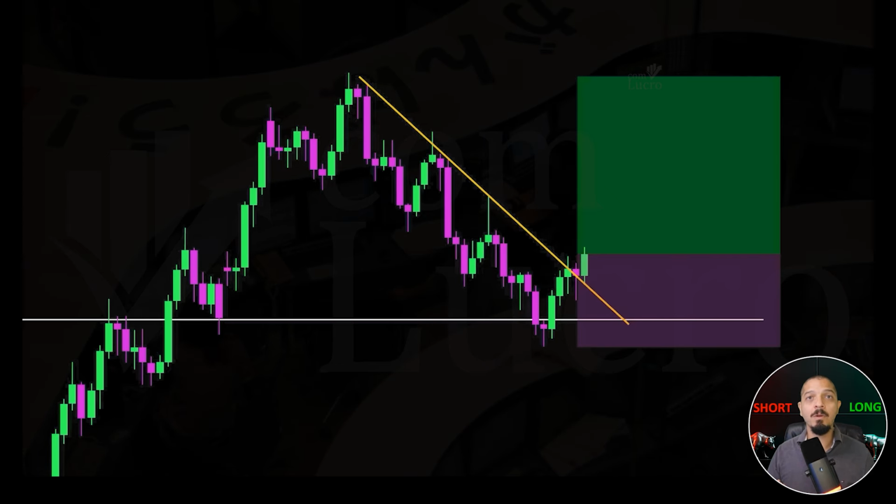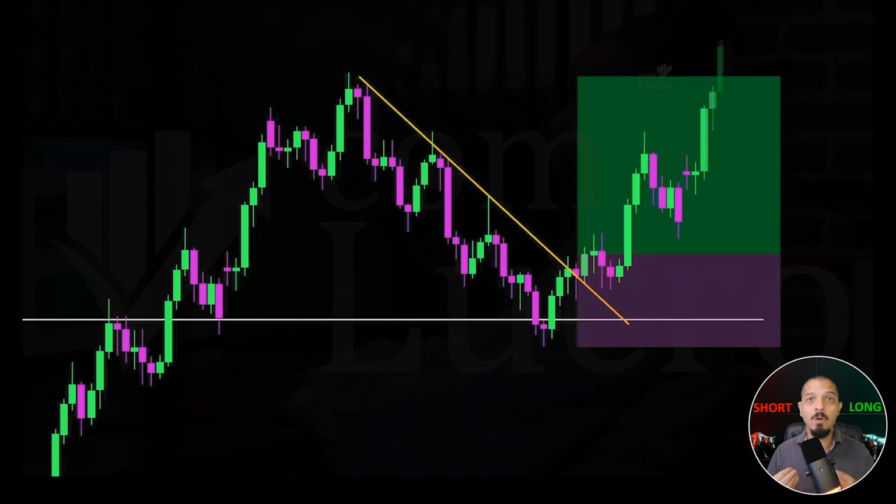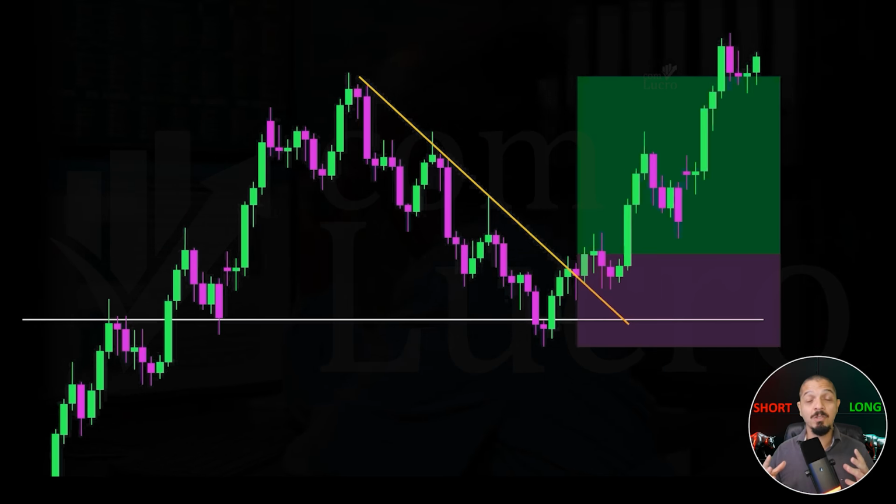Place your stop loss below the swing low and set your first target at the swing high. This confirms that the short-term downtrend has ended, and price is ready to continue upward, following the main bullish trend. Now let's look at the bearish version of this setup.